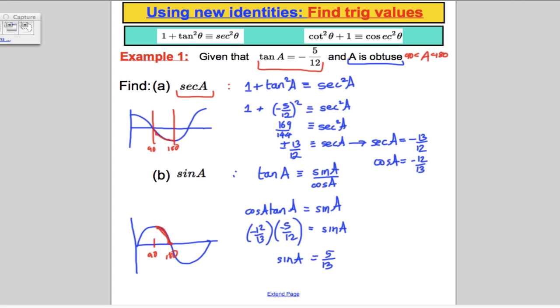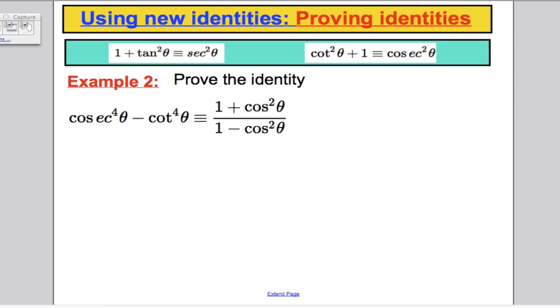Okay, next. Here's example 2. We're going to try and prove an identity. I encourage you to take a second to pause the video and have a go, and then I'll go through.